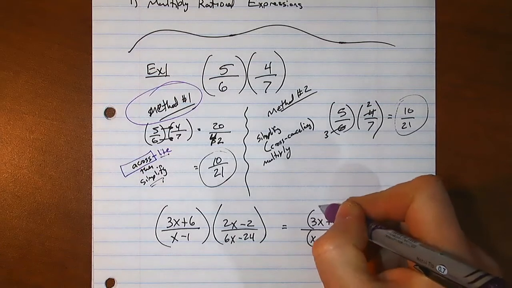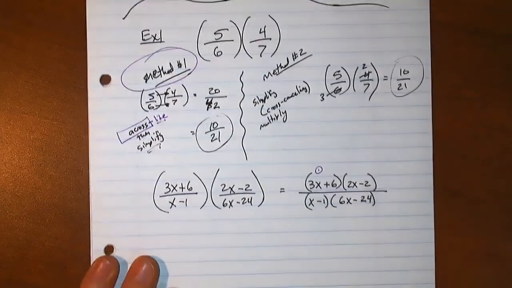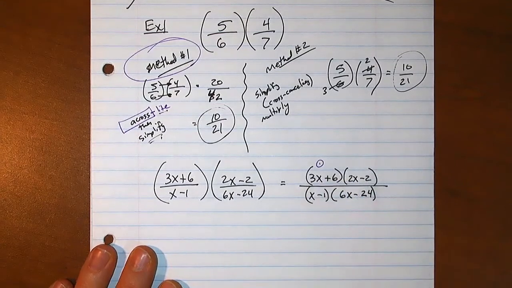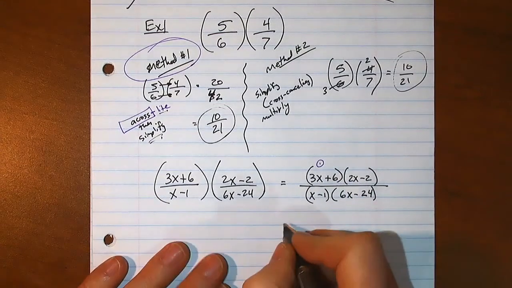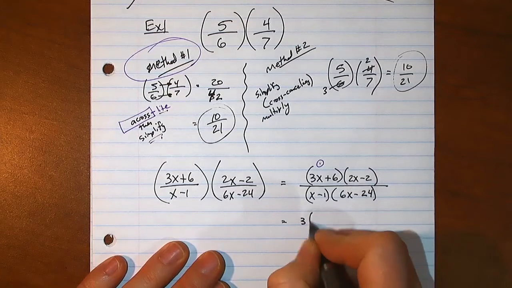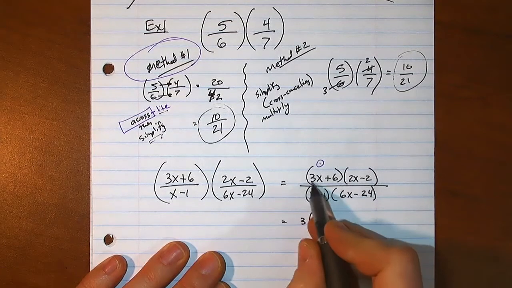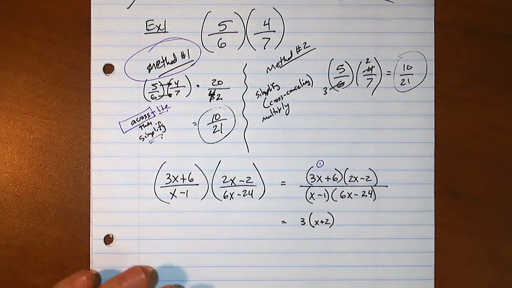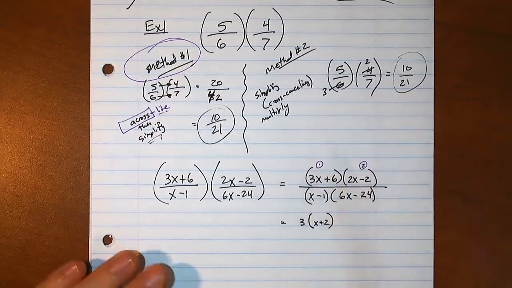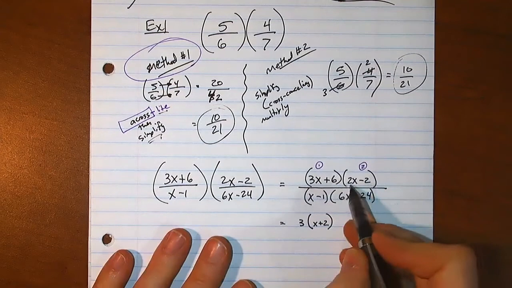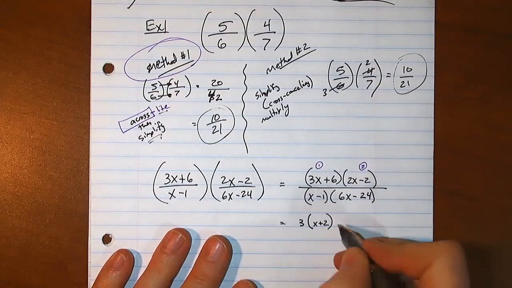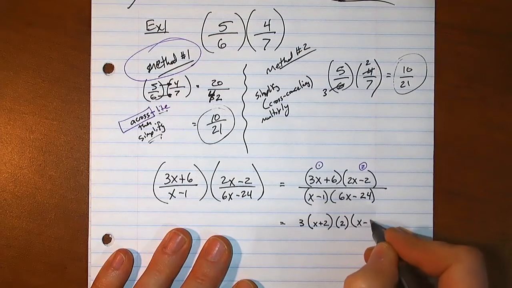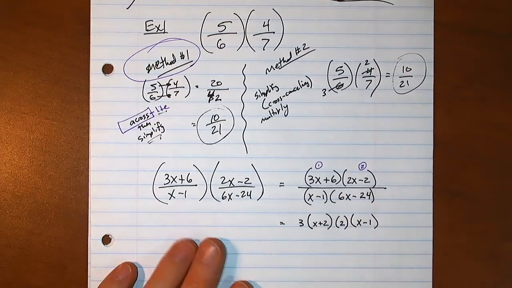Here's my first polynomial right here. I notice that there's a 3 and a 6 in that polynomial. So that tells me that I can divide or factor out a 3. That's going to leave behind an x plus 2. Okay, now here's my second polynomial. I'm going to try to factor that. I notice there's a 2 in both spots. So that tells me I can factor out a 2, and that's going to leave behind an x minus 1.